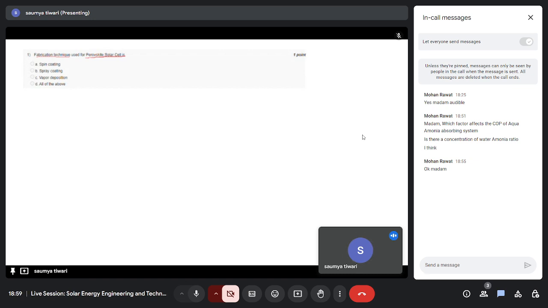Okay, let me give the answer. If you see the lecture, then you know that all these methods are used to fabricate perovskite solar cells. You can do spin coating, or spray coating, or go for a vapor deposition method. So these are all different techniques to fabricate your perovskite solar cell.